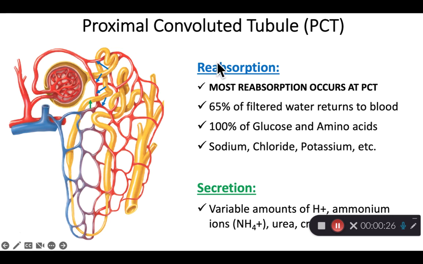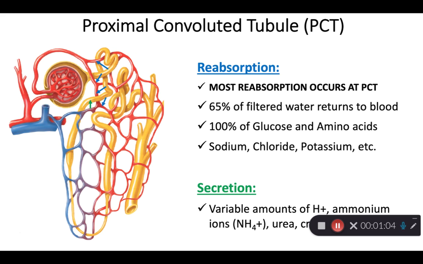We have reabsorption, which you'll notice the direction. We're taking things from the tubule and moving them back into the bloodstream at the peritubular capillaries. So the proximal convoluted tubule is best known for doing a lot of reabsorption. All right, so we're going to take a bunch of the water that got filtered out and bring it back into the blood. So about 65% of the filtered fluid comes back in at this proximal convoluted tubule.